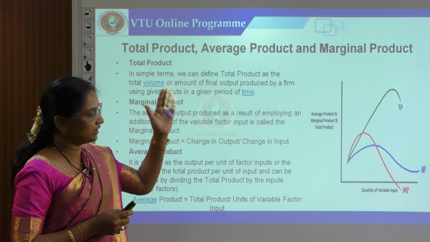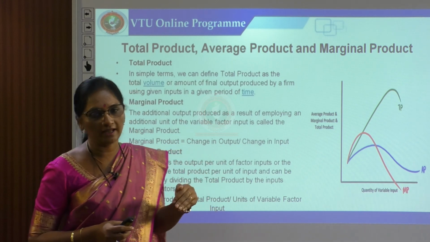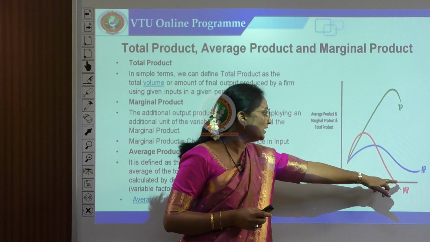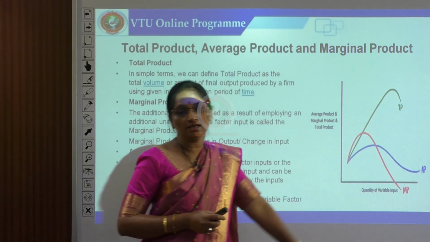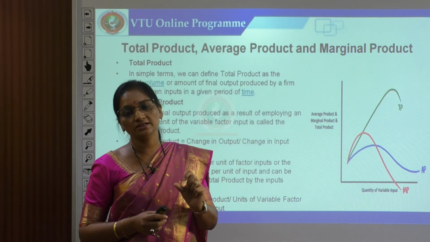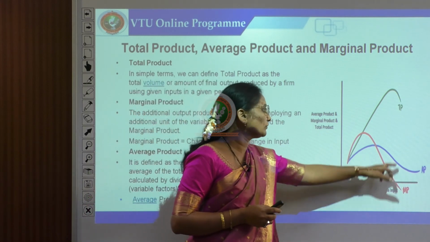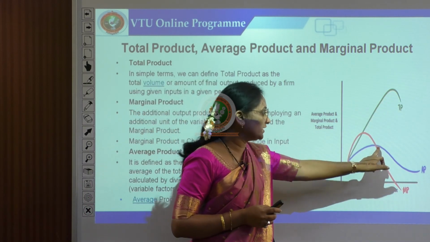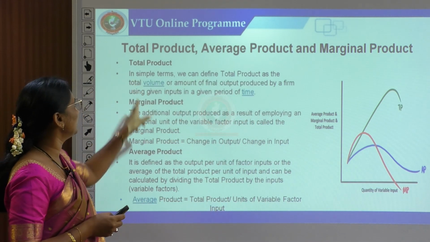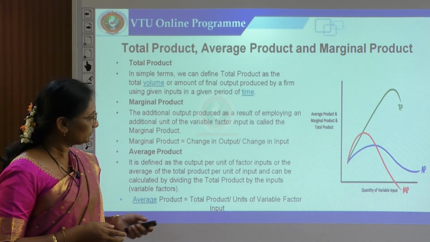The total product curve is moving upward, and once it reaches the optimum level of output, it starts declining, where the marginal product reaches 0. In that situation, total product is highest. Total product is always highest where marginal product becomes 0, and average product is declining in nature. These are the things you need to understand with the help of total product, average product and marginal product.